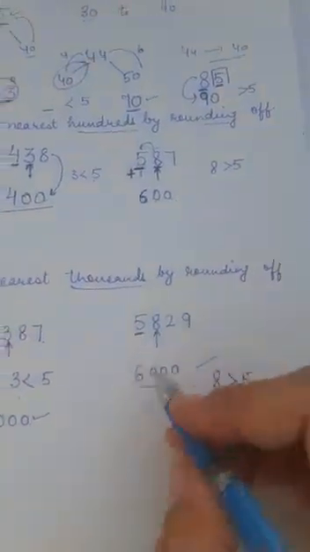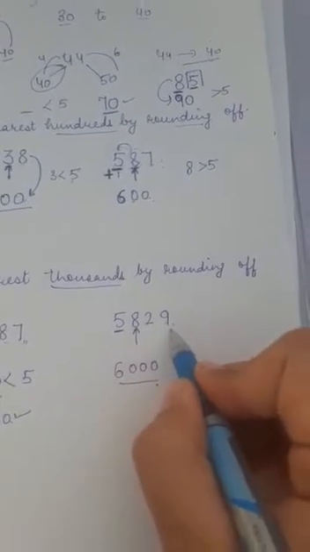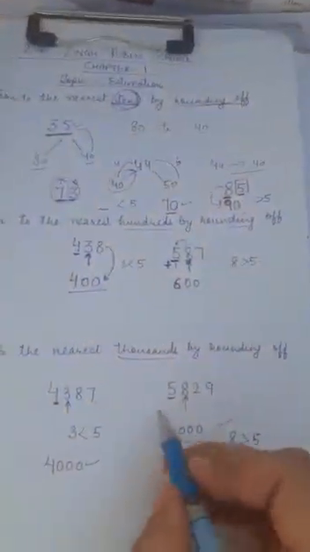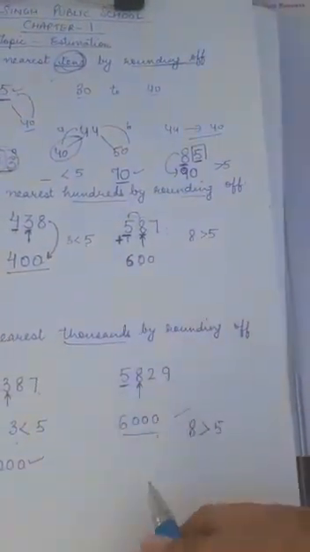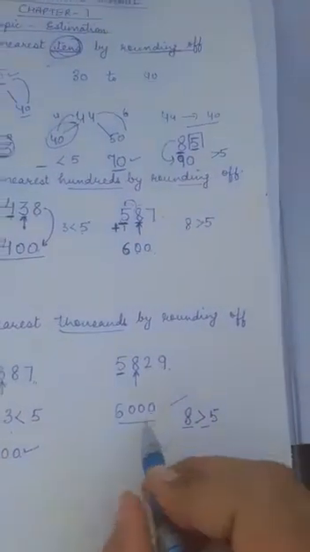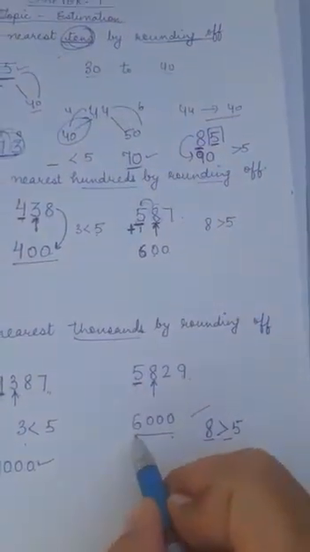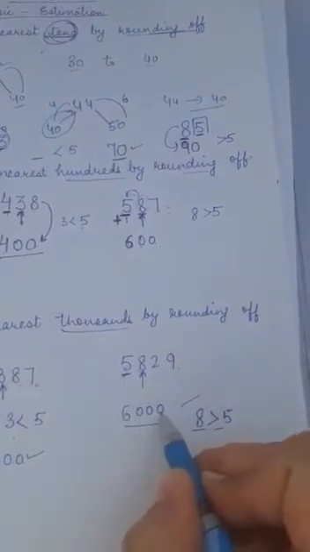Now take one more example. 5829. As I have to round off at the thousands place, I look at the digit at the hundreds place. Now 8 is greater than 5. So the digit at the thousands place will be rounded up, that is 5 will become 6, and all the remaining digits will become 0, 0 and 0.